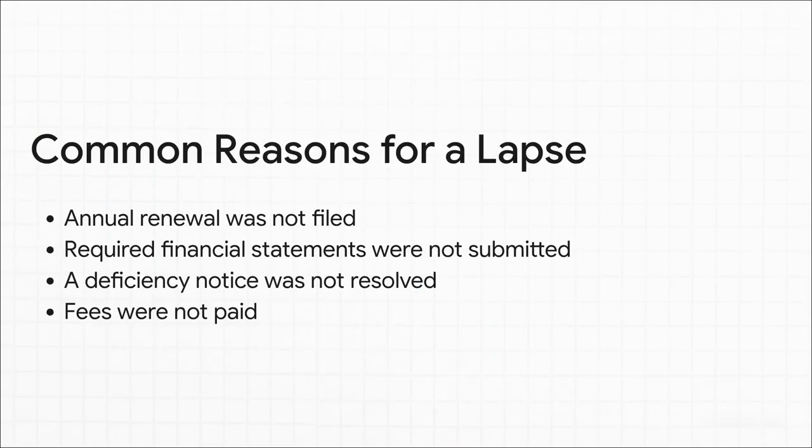So how does this even happen? Well, it's usually because of some pretty common administrative oversights. Maybe the annual renewal paperwork wasn't filed on time, or maybe the required financials, like an audit, weren't submitted with it. It could also be that the state sent a deficiency notice that got lost in the shuffle, or simply that the renewal fees just didn't get paid.